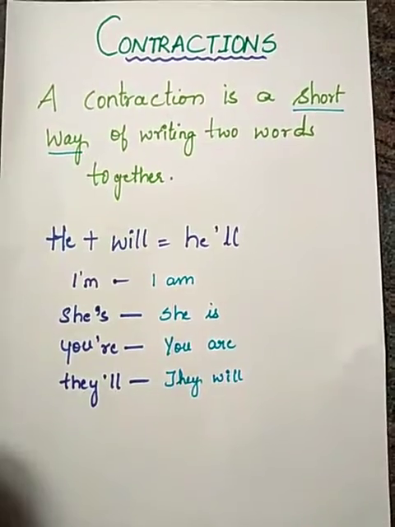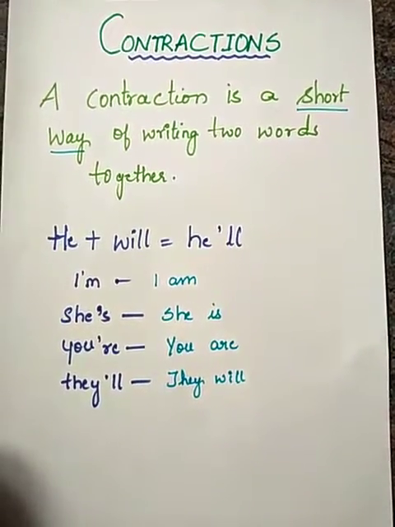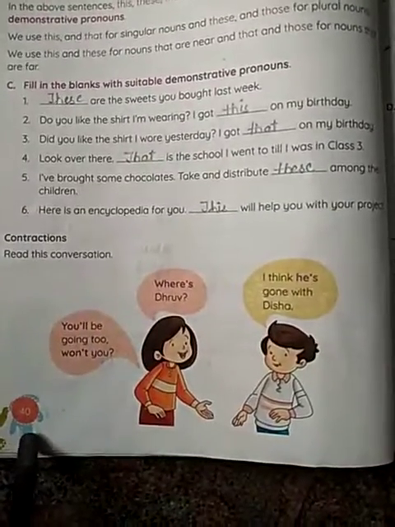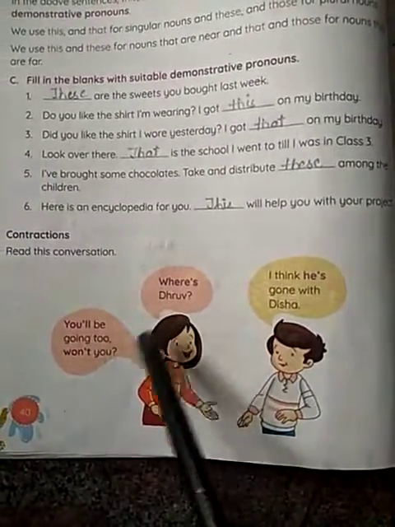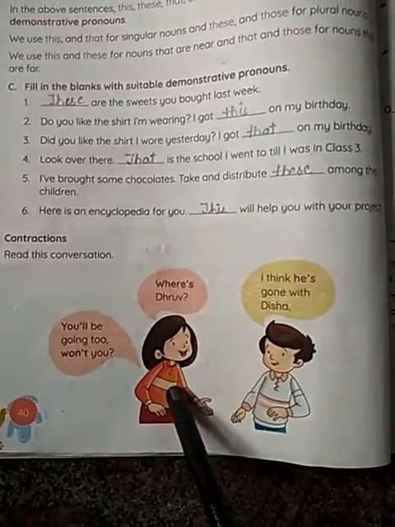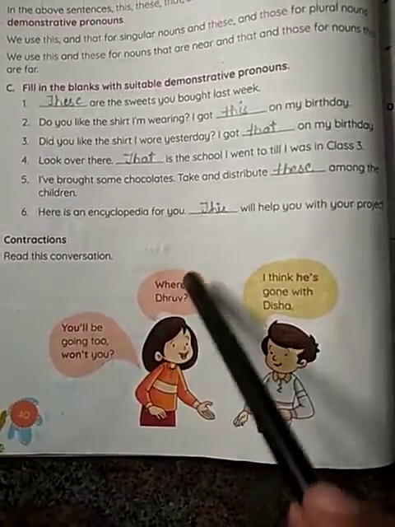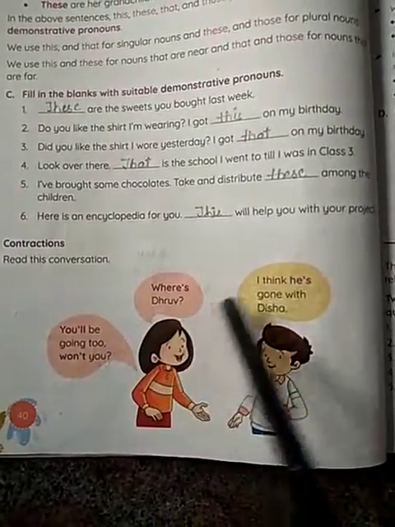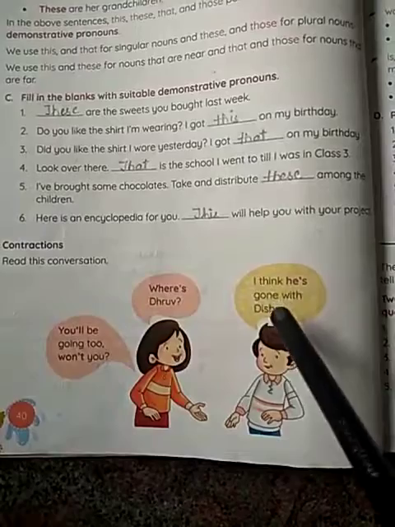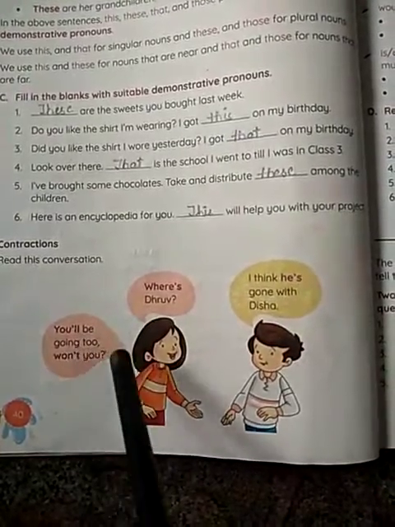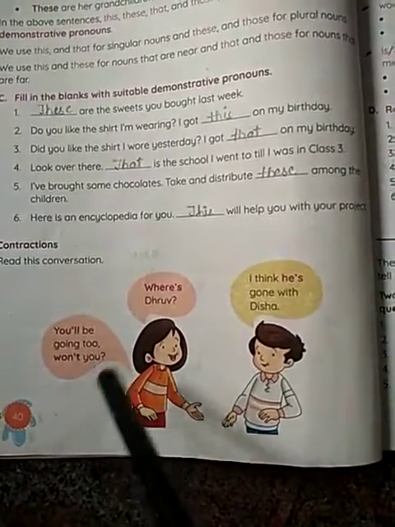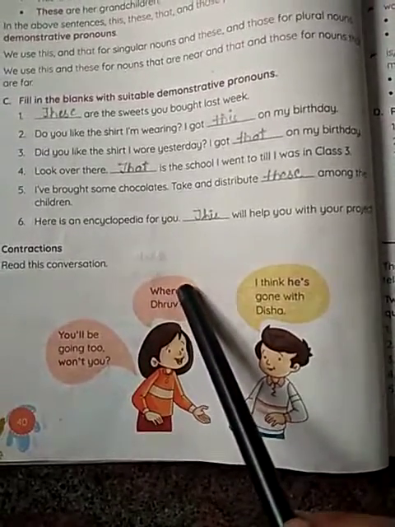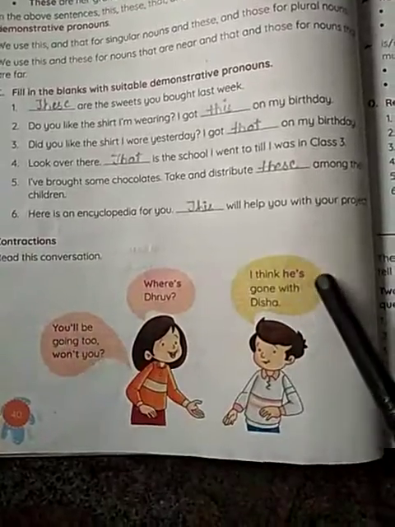Next we'll move on to the exercise which is there in your course book. This is the Contractions heading, on page number 40. Here you can see the girl and the boy and the conversation between them. Where's Dhruva? I think he's gone with Disha. You'll be going too, won't you? You can see the highlighted words in purple. The highlighted words are contraction words.